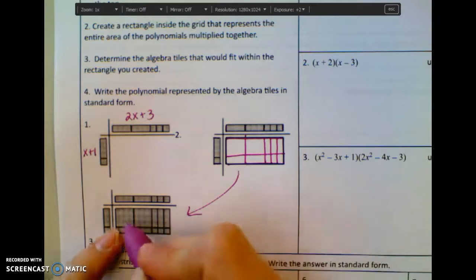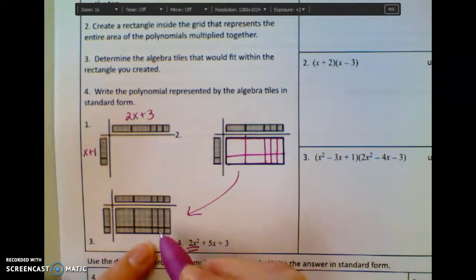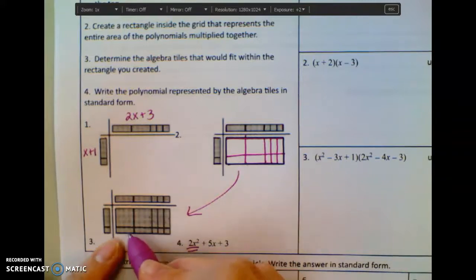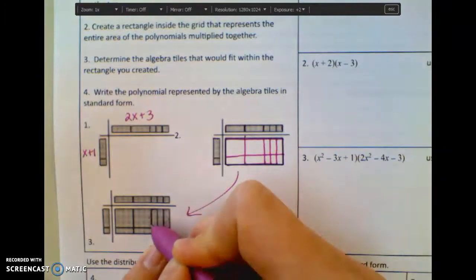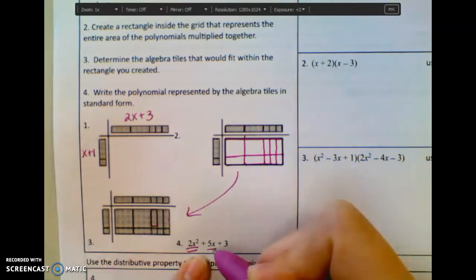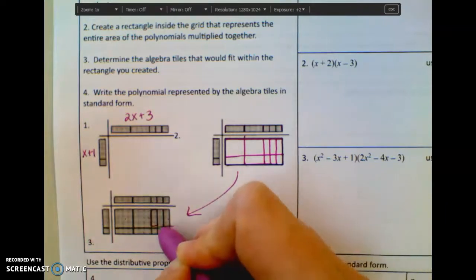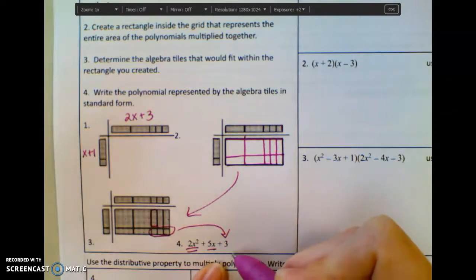Well, for this one, I see 2x squared boxes. That's where we got the 2x squared. I see 1, 2, 3, 4, 5 of the x boxes. Remember, if it's a tall rectangle, whether it's going up and down or side to side, that still means x. So that's where we get the 5x. And then I see 3 of the little ones. That gives us plus 3.